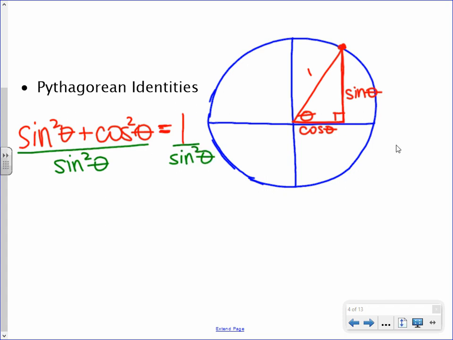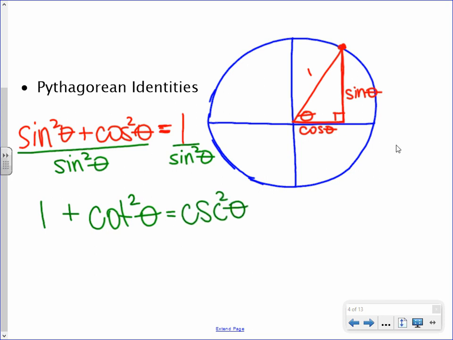What is sine squared divided by sine squared? 1. Plus, what did we say cosine over sine was? Cotangent. So cosine squared over sine squared would be cotangent squared. And what about 1 over sine? Cosecant.